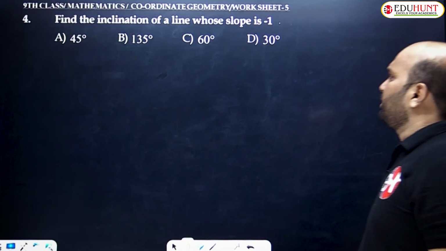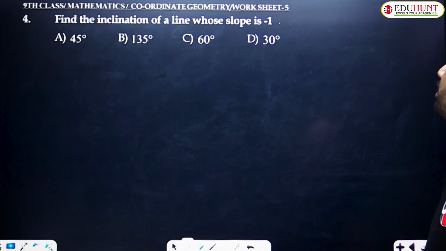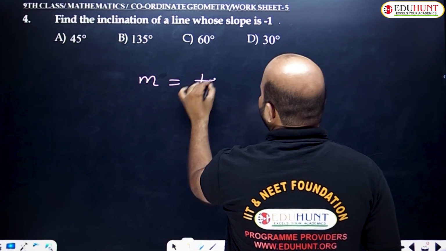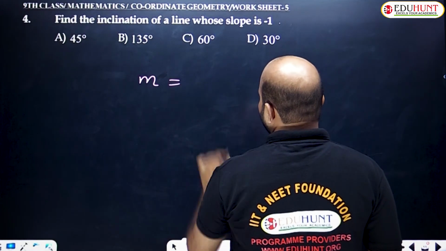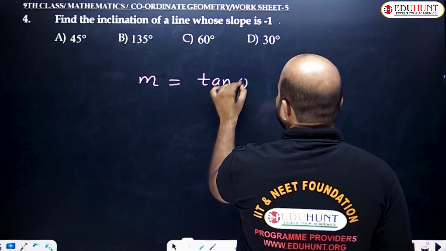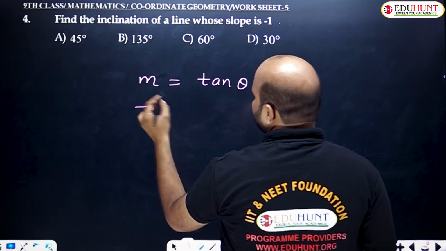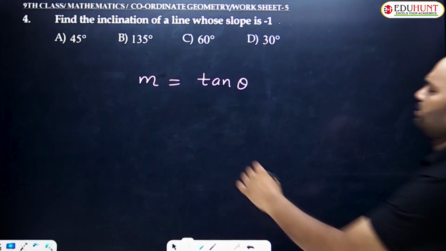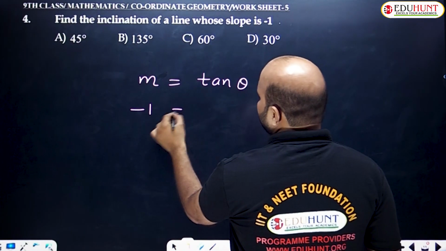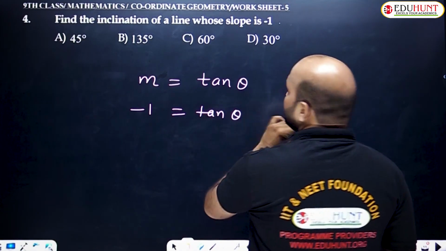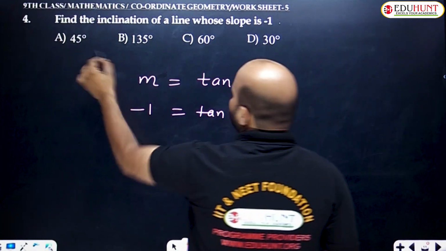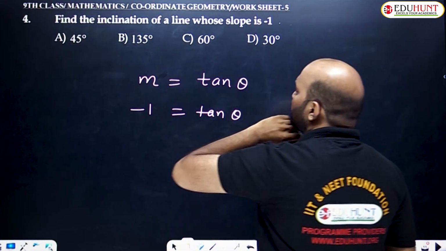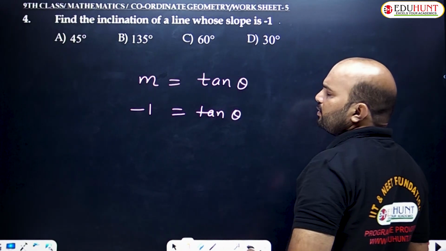Find the inclination of a line whose slope is -1. So what am I given? Whose slope is -1. So slope of the line, formula M equals tan theta. Here M equals -1. Am I clear? Option A 45, option B 135, option C 60, option D 30. So M equals -1 equals tan theta value. According to the options, tan 45 equals +1, not -1. Tan 60 value root 3, tan 30 value 1 by root 3.